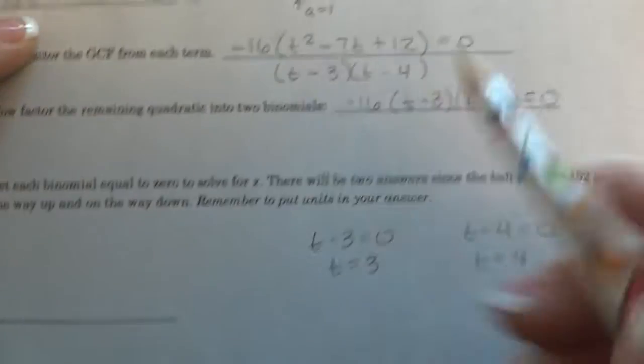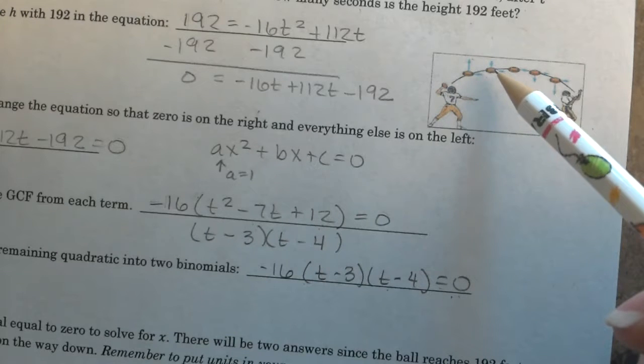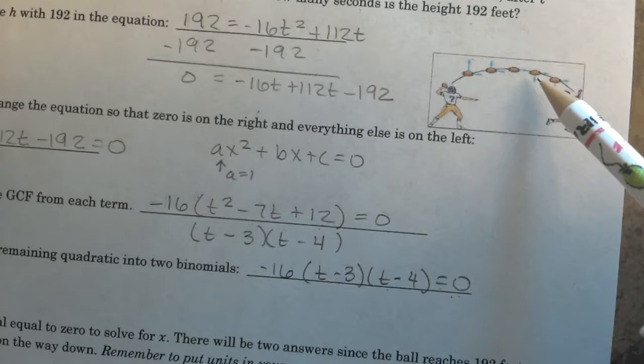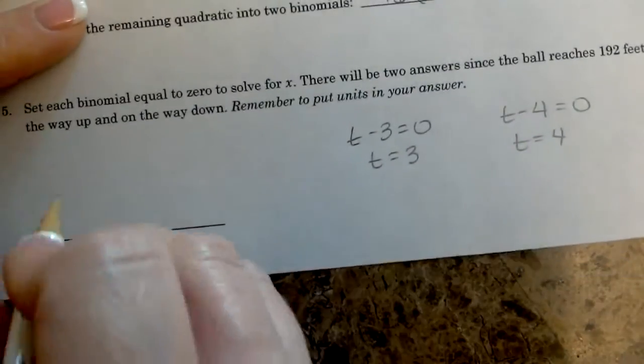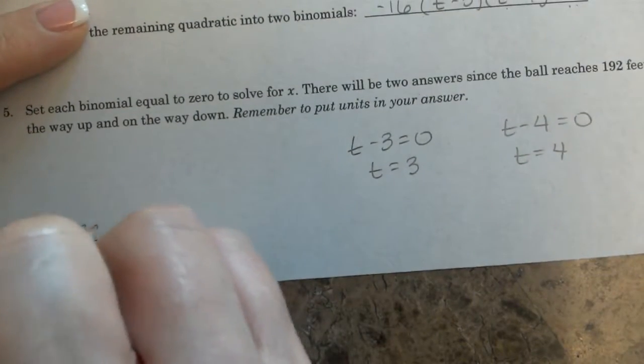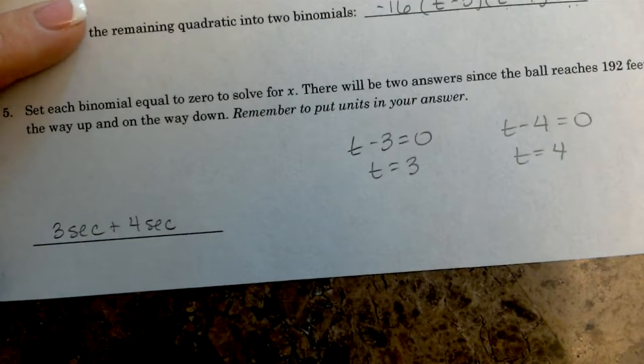So basically, on the way up, when the ball is thrown, at 3 seconds it's at 192 feet. And then at 4 seconds, it's at 192 feet again because it went up and then went back down. So the answer is 3 seconds and 4 seconds is when that height is achieved.